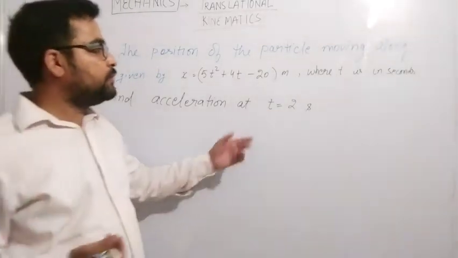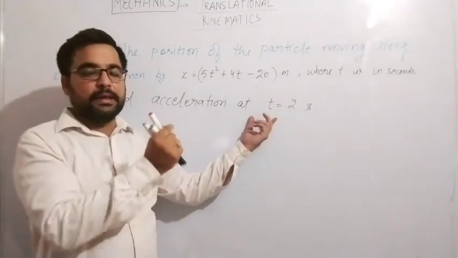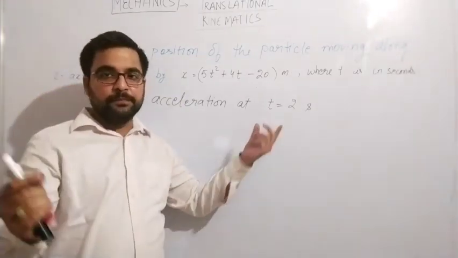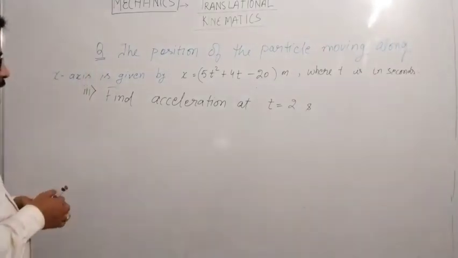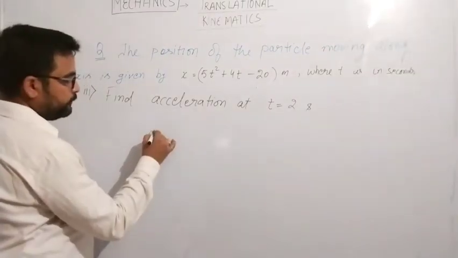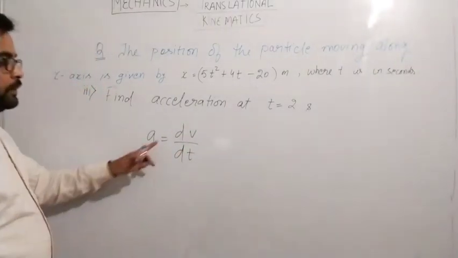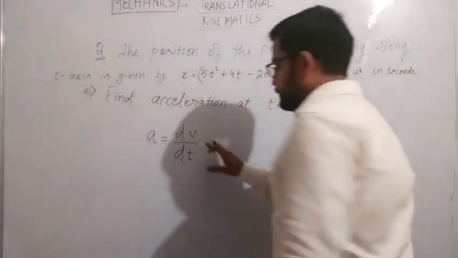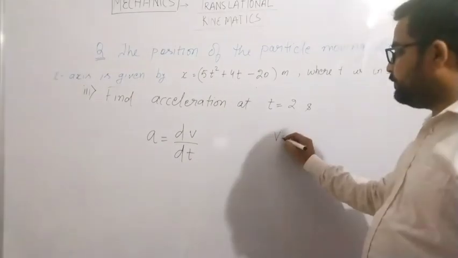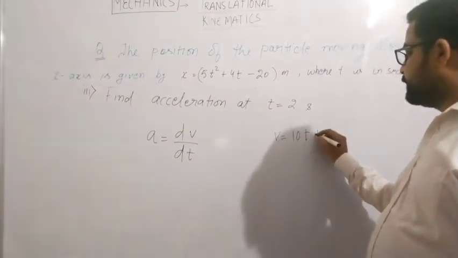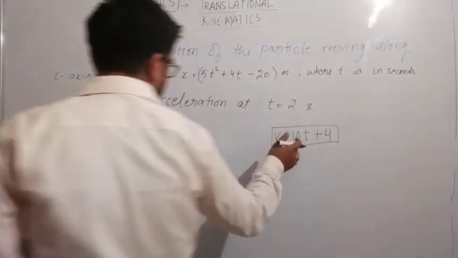If it were talking about average, you would have been given between this time to this time. It will ask you like this, acceleration between this time to this time. But it is asking acceleration at t is equal to 2 seconds. So I think you will have to follow again the same dv by dt. Now this time you will differentiate the velocity of this particle with respect to time. So we have found that v is equal to 10t plus 4.